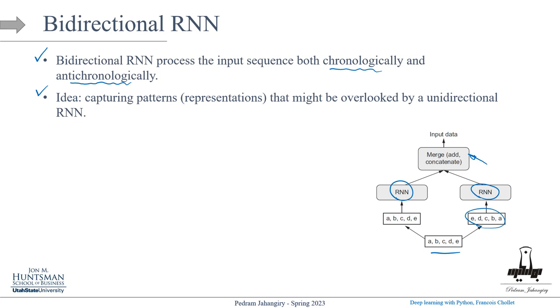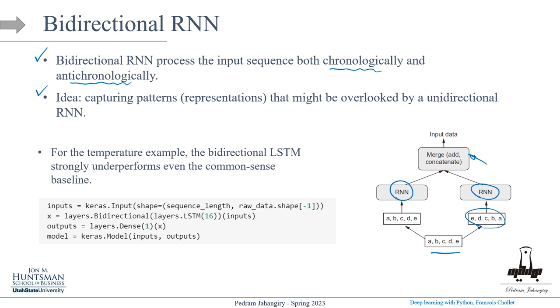This is a great fit for text data or any other kind of data where the order matters, but which order you use doesn't really matter, right? In text, you can go backward, and still you can understand the sentiment of the text. However, for structured data, it might not make that much sense. For example, in the temperature example, the bidirectional LSTM strongly underperforms even the common sense baseline, which was our random walk with a drift.